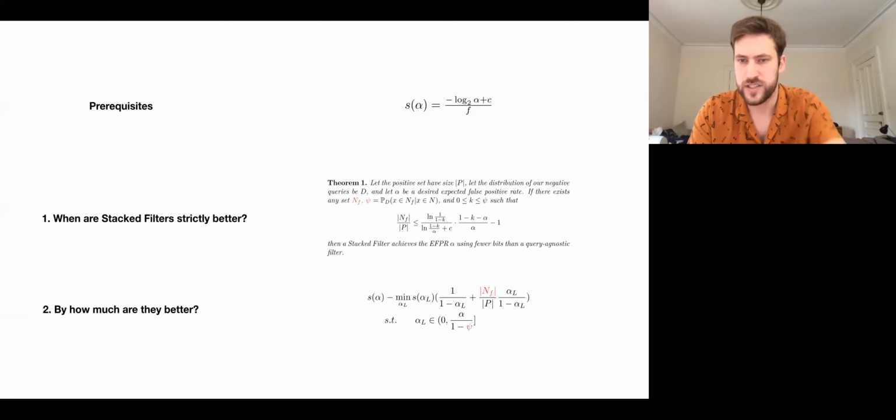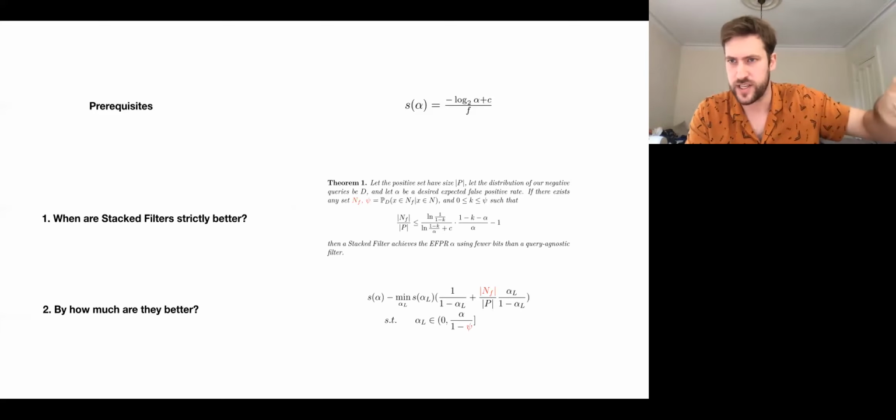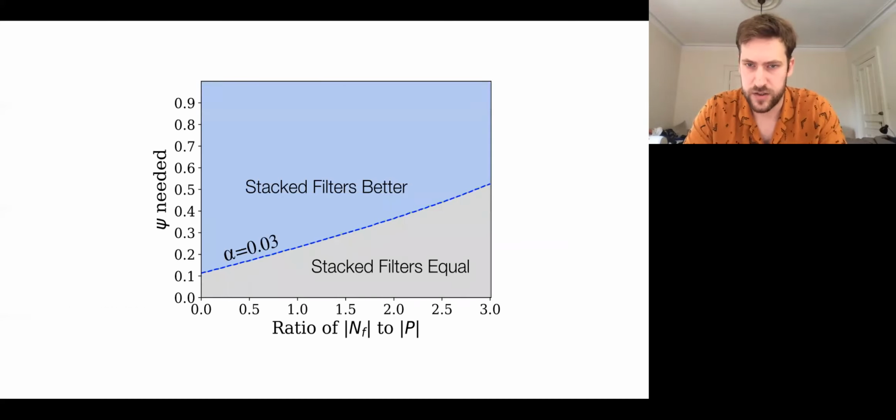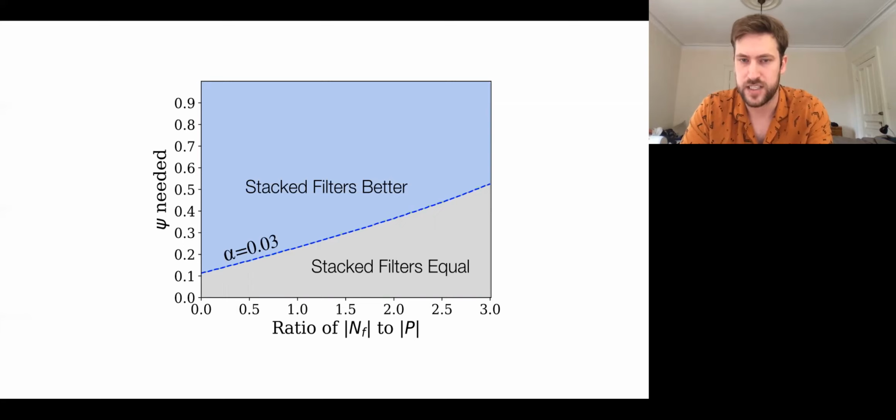And then using these theorems, we can basically create nice visualizations, which allow us to see what's happening. So this is the first thing we're going to see. On the bottom, we have a ratio of the size of our frequently queried negative set to the size of our positive set. And on the y-axis, we have what proportion of queries we need to be aimed at the frequently queried negative set for it to be better to use a stacked filter in terms of FPR versus size, specifically not counting computation, versus just using a single hash-based filter.